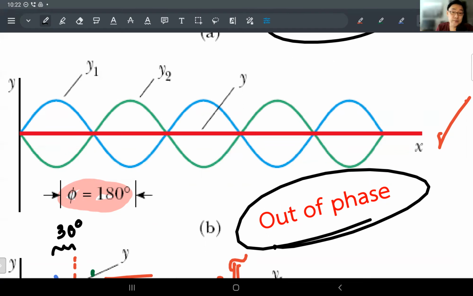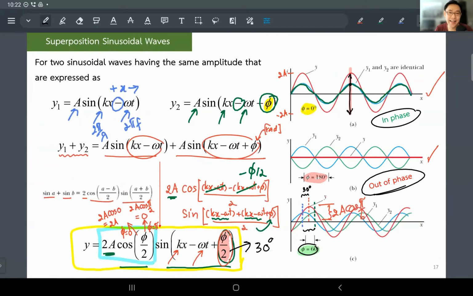I think that's one application that everyone can relate to. You can own a device that does destructive interference for you. And the waves that we were talking about were sound waves, right? But it works for any kind of waves.